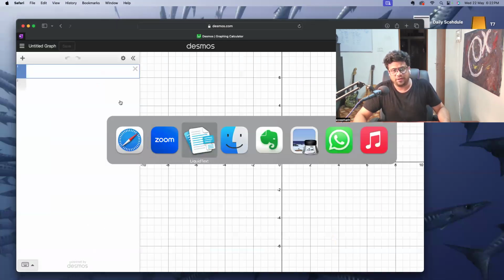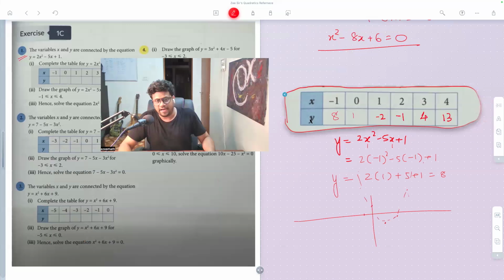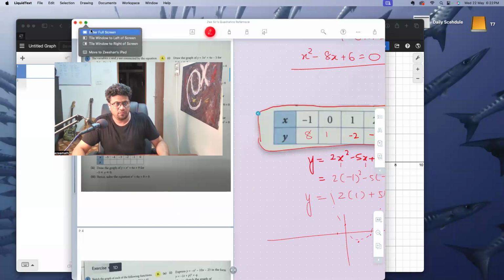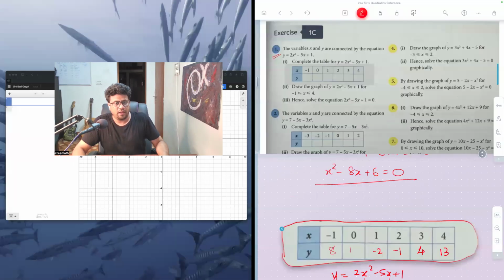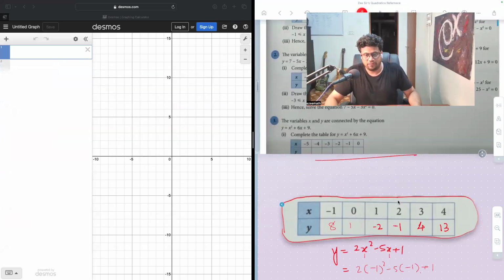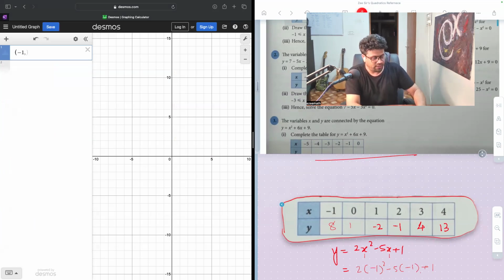So the first point that I have is -1, 8, 0, 1. What I do is I take it on the right over here and Desmos on the left. We're going to have -1, 8. So I'm going to spot these points on the coordinate system. There it is, -1, 8. And then you go 0, 1.